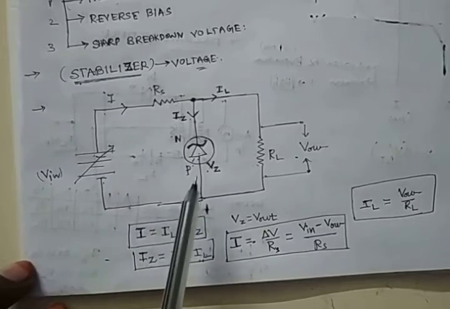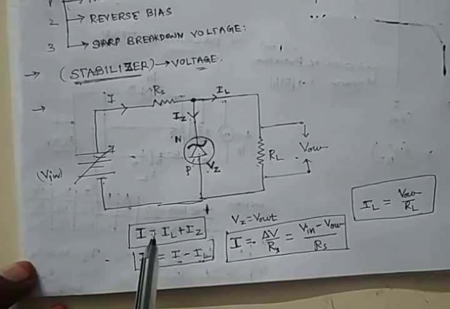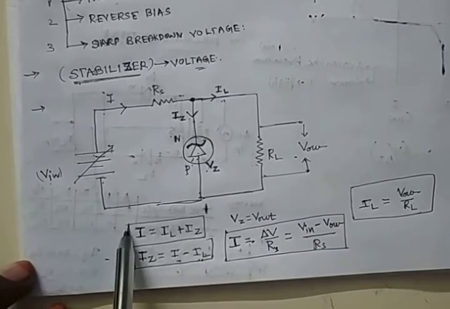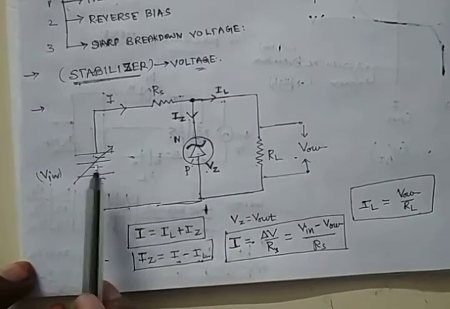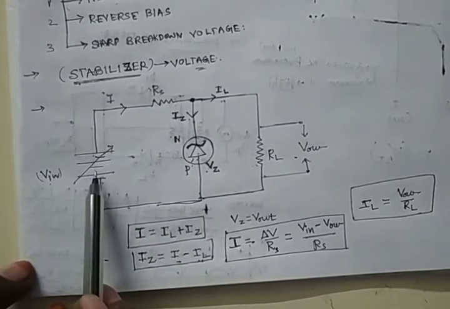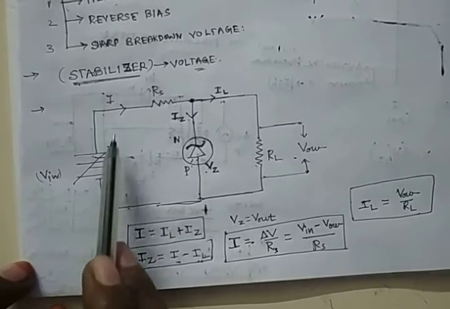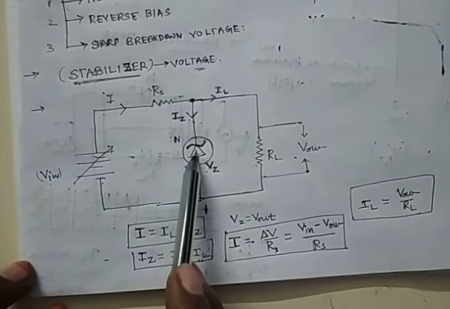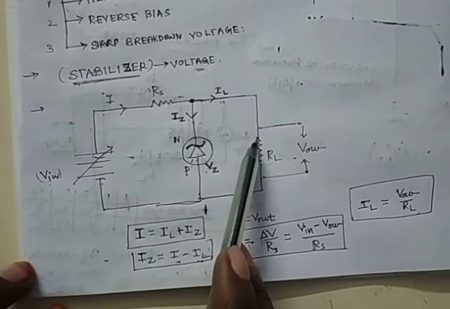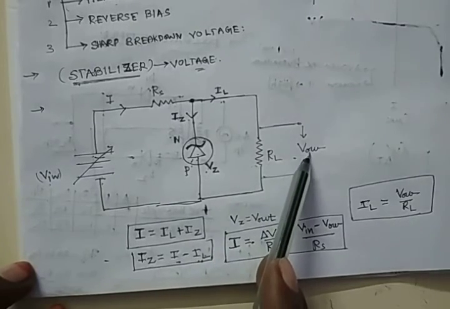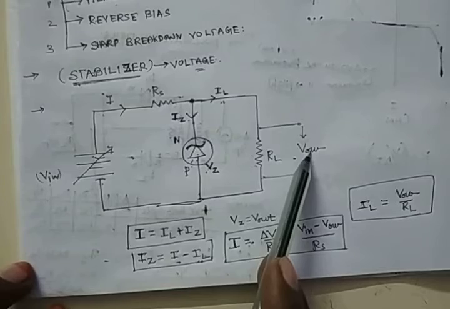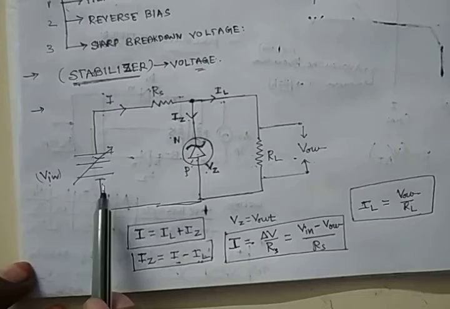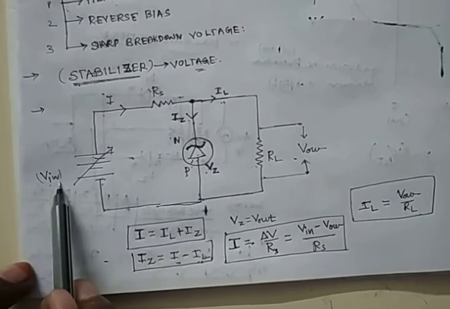Now see how it works. Initially, the circuit diagram consists of a variable input voltage connected to a series resistance and a Zener diode, and across it a load resistance is connected, through which the output voltage is drawn. Okay. Now what happens whenever the input voltage is increased?